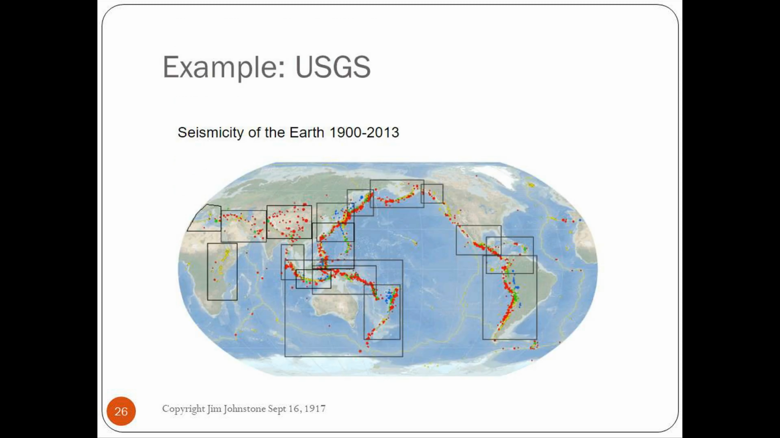And here, courtesy of the U.S. Geological Survey, is the seismicity of the Earth from the years 1900 to 2013, basically as long as they've been keeping records. And all those little red dots represent earthquakes. So you can see where earthquakes have been occurring or likely to occur in the future.